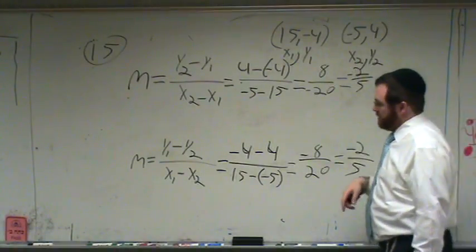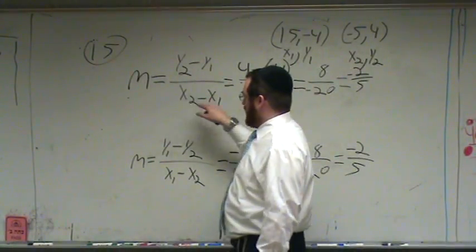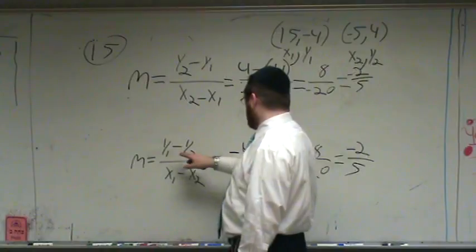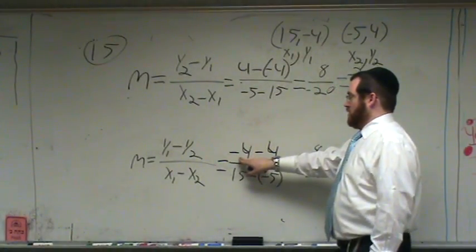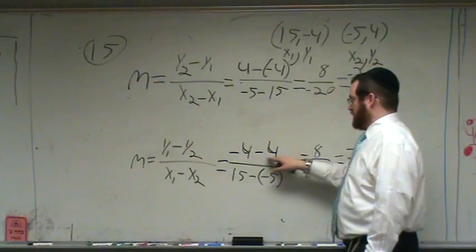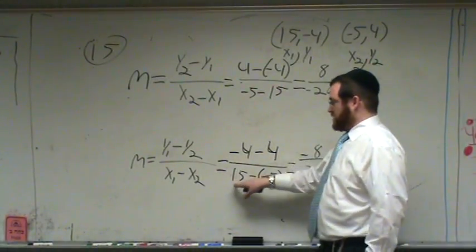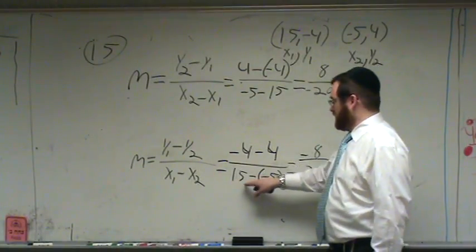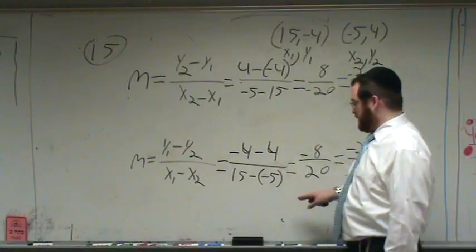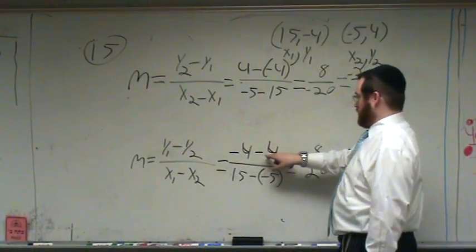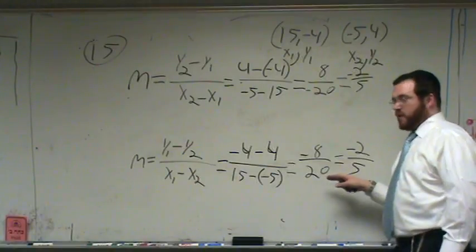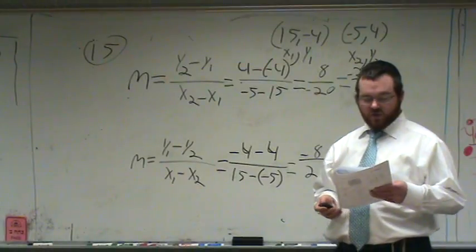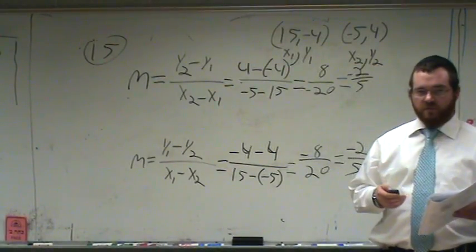Let's switch it around. Instead of doing y2 minus y1 over x2 minus x1, let's do y1 minus y2 over x1 minus x2. What's y1? Negative 4. What's y2? 4. So it's negative 4 minus 4 is negative 8 over x1 is 15 minus x2. x2 is negative 5, so it's 15 minus a negative 5, meaning 15 plus 5 is 20. And negative 4 minus 4 is 8, so it's negative 8 over 20, which is equal to negative 2 over 5. And if you look at your answer choices, negative 2 over 5 is answer 1.